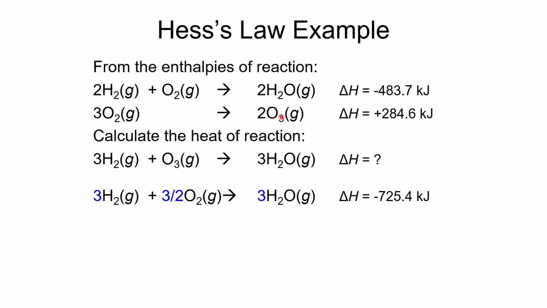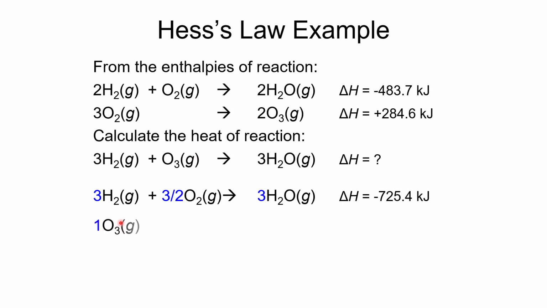But here you'll notice that the ozone is on the product side where we want it on the reactant side. Also, the number isn't the same. So we're going to need to do two things. One, we're going to change the direction of the reaction. And as you guys remember, when we change the direction of the reaction, we change the sign. But the other thing that we're going to do simultaneously is multiply that equation by 1/2 to get it from 2 down to 1.